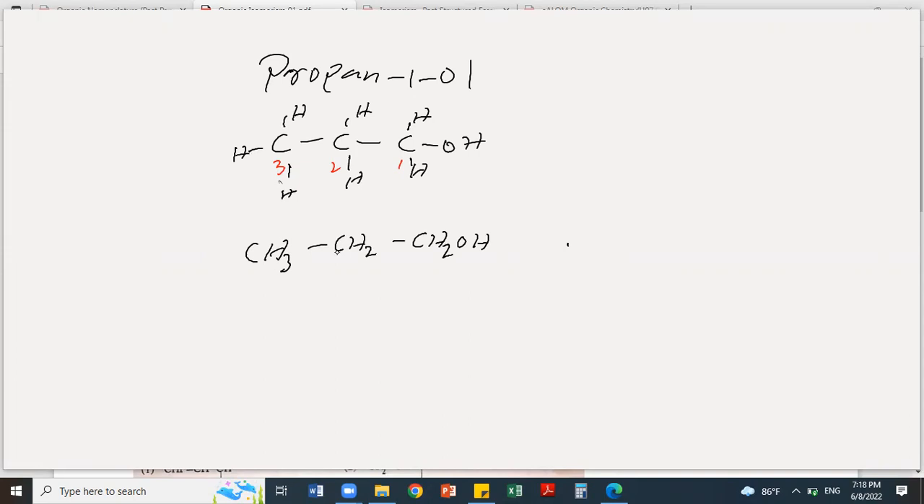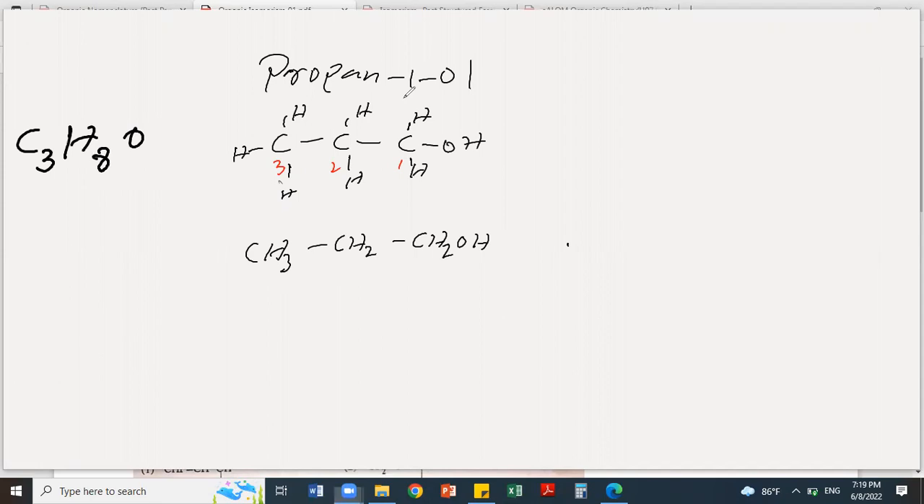Now, what is the chemical formula? Okay, we'll write the chemical formula. Carbon, C3. H, how many hydrogen here? Look at the second one. 2 plus 3, 5. 5 plus 2, 7 plus 1, 8. C3H8O. This is the chemical formula.